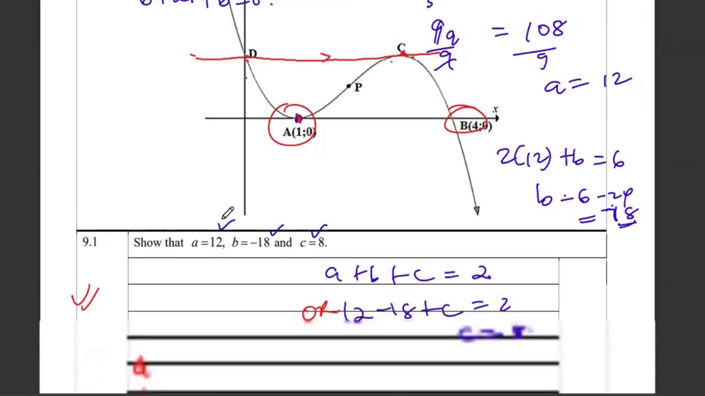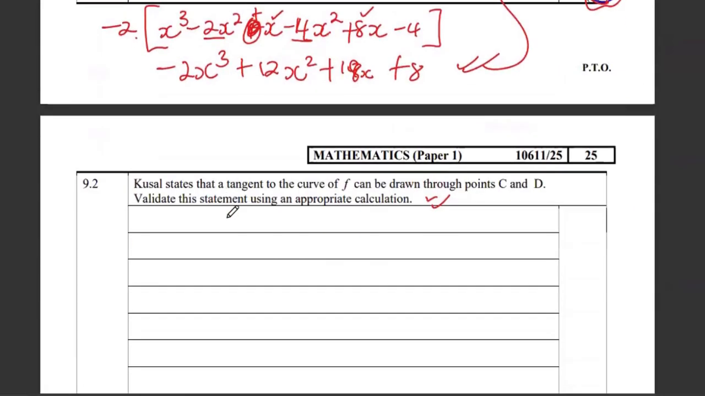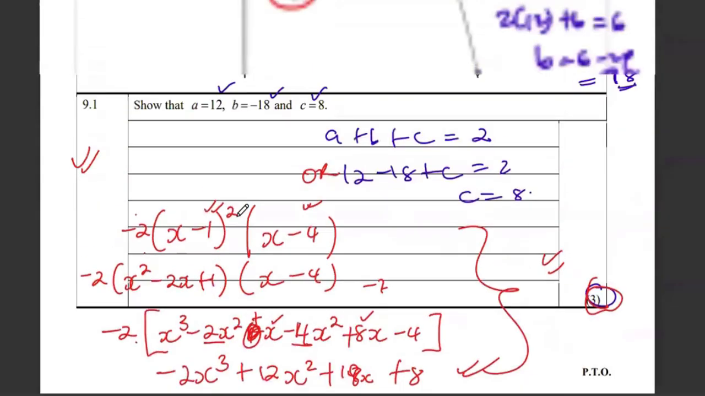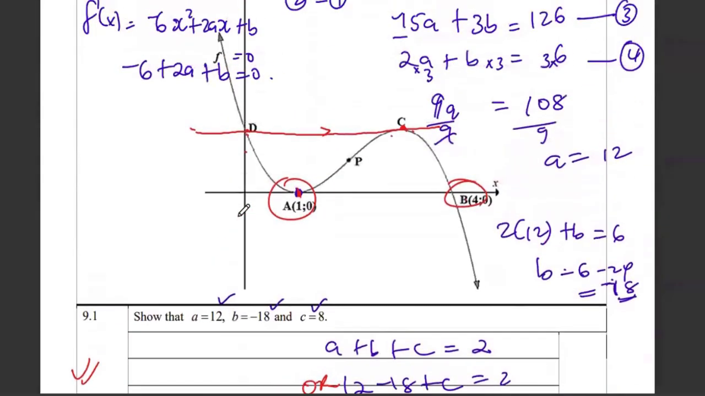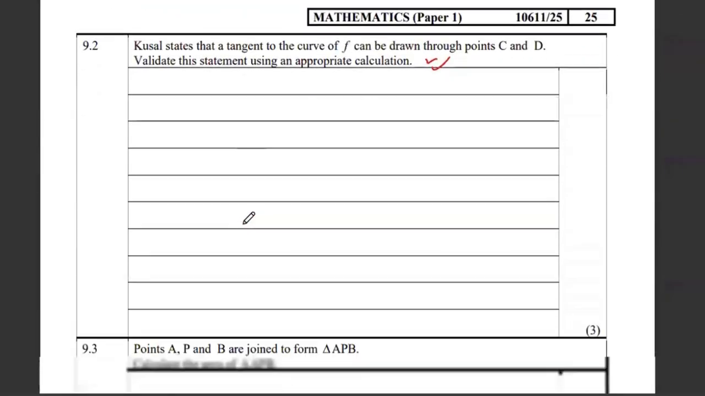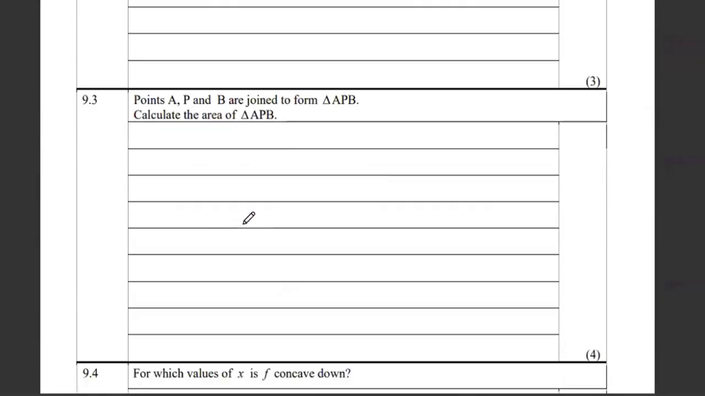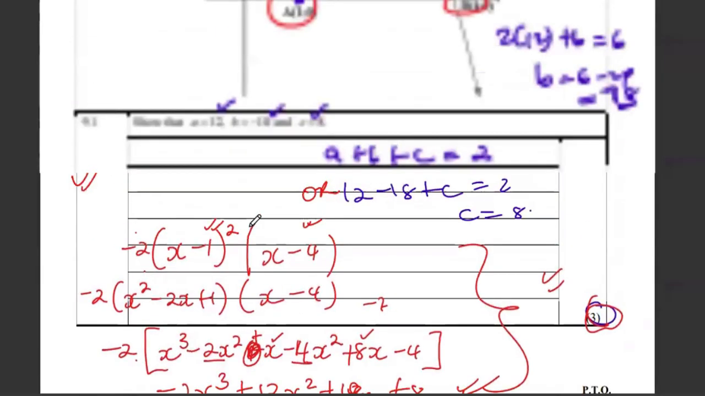Okay. So the question is asking us to validate the statement. They're not asking us for the equation or what states that a tangent can be drawn. The answer is no. A tangent must always pass through 1 point on the graph. Okay, so that is 9.3: A, P, B are joined to form this triangle. And then they want us to get the area of APB.